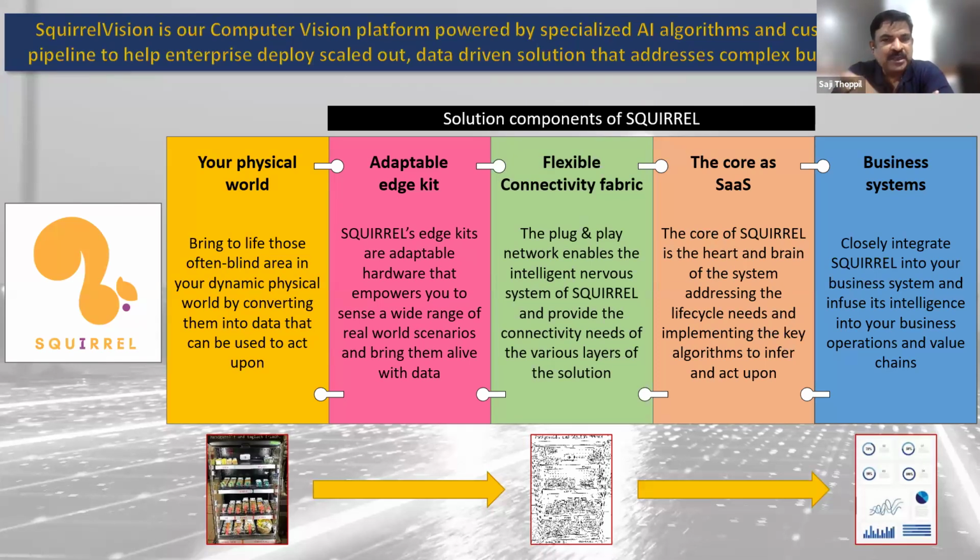One of the key things about computer vision is that you sense the world at different locations. It could be a traffic light, it could be somewhere in your factory. So there is an element called edge within this, with some kind of remote location. One of the components of Squirrel Vision is this adaptable edge kit. How can you enable a remote location to be an extended listener of your computer vision element? That sensing is what the edge kit enables.